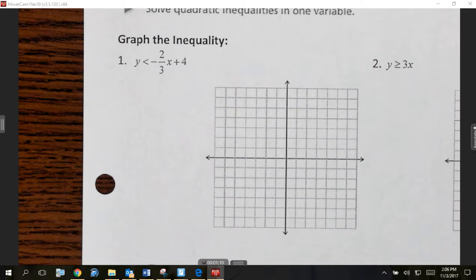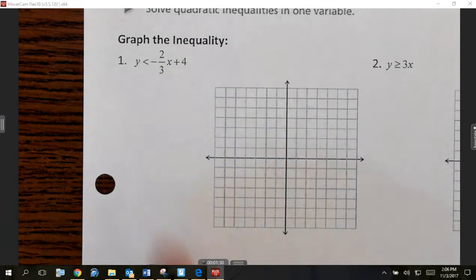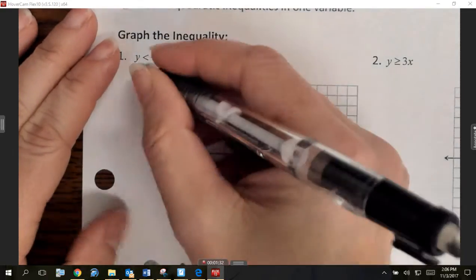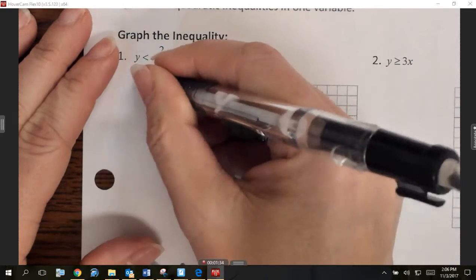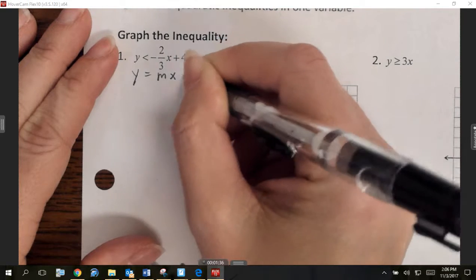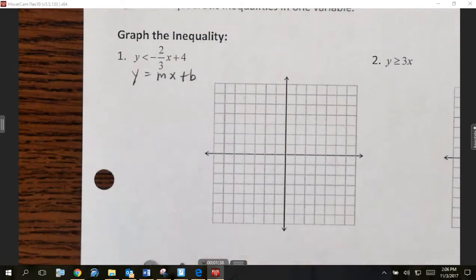Really, the definition for linear is that your variables are just to the first power. So both x and y are to the first power. That's linear. So quadratic would be either x or y was to the second power. Cubic would be to the third power. Quartic would be the fourth power. So this is linear because they're just in the first power, and because it is in the form of y equals mx plus b, I'm going to graph it by using my y-intercept and my slope.